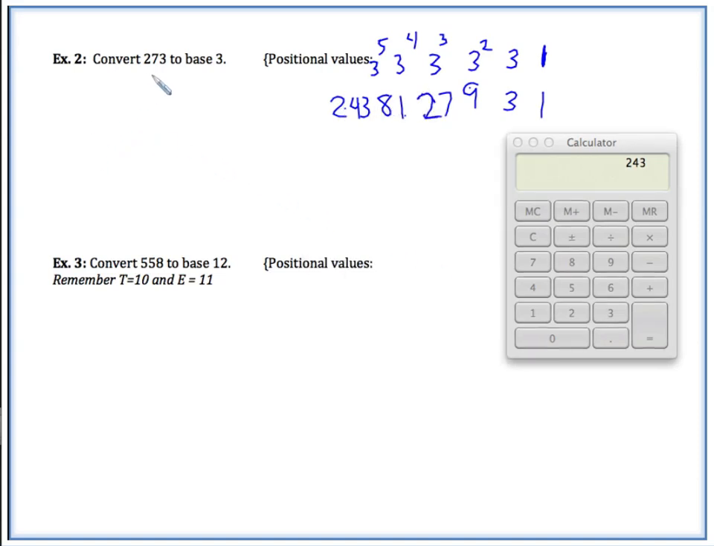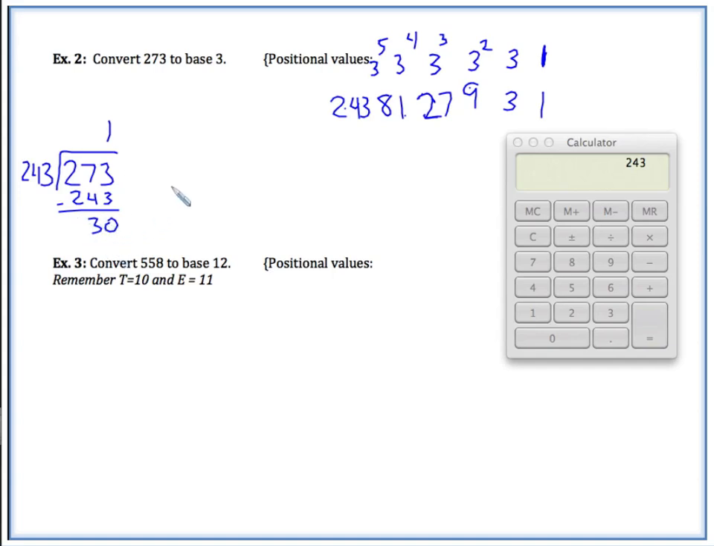So we're going to take our number 273 and we're going to divide it by the largest place value that goes in evenly. So that's going to be 243. And we know that's going to go in one time. We'll be left with 243 here, and then we'll subtract, and we get 30.